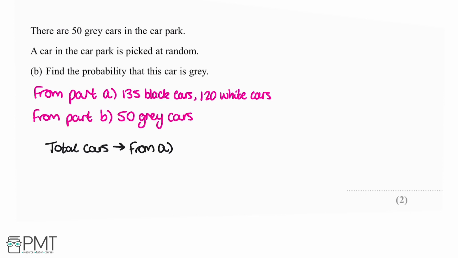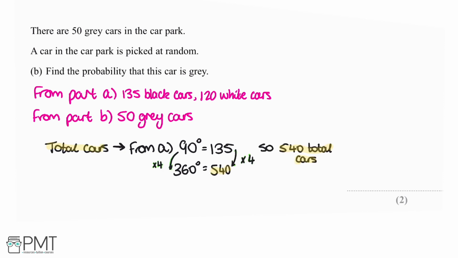So if you remember from part A, we had that 90 degrees is 135 cars. Now to get the total, we're thinking about a pie chart. In a pie chart, the total is going to be 360 degrees. So to get to 360 from 90, we multiply by 4. Doing that to this side as well, we're going to get 540. So that means that there are 540 total cars.